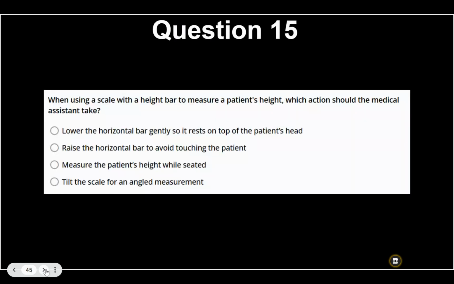All right, question number 15. When using a scale with a height bar to measure a patient's height, which action should the medical assistant take? A, lower the horizontal bar gently so that it rests on top of the patient's head. B, raise the horizontal bar to avoid touching the patient. Or C, measure the patient's height while seated, or tilt the scale for an angled measurement.